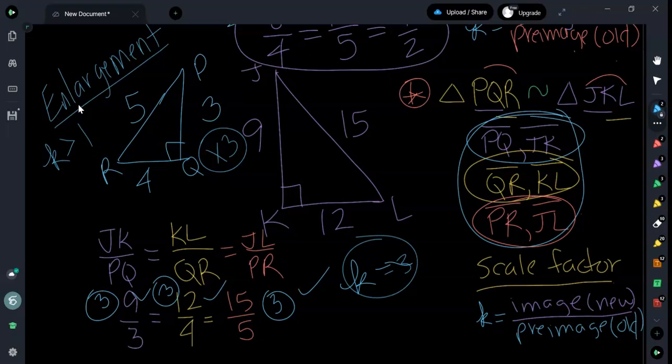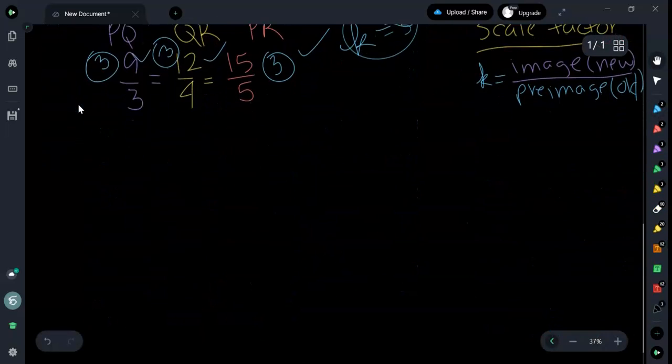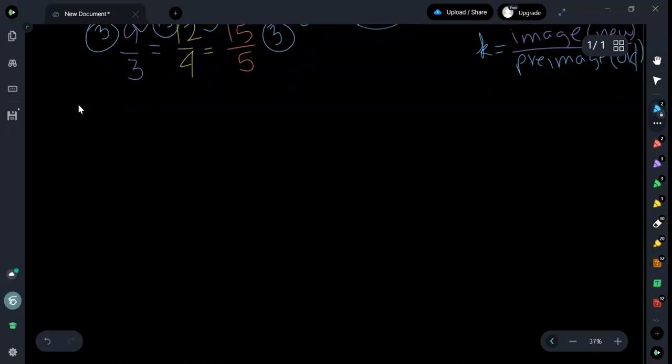Why does this make sense? Well, if I'm multiplying by 1, then my figure doesn't change, right? If I multiply everything by 1, it's the same figure. If I multiply by something larger than 1, my figure is going to get bigger. It's enlarging. But what if I did something less than 1? So let's check that out. I'm going to give you another set of triangles.